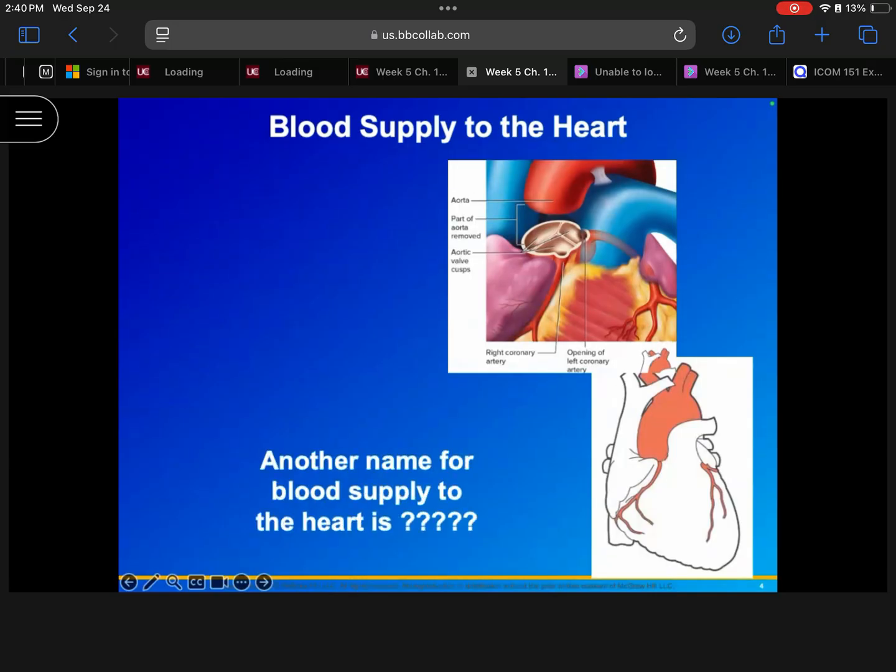All right, so let's start getting into blood supply to the heart. And again, another name for blood supply to the heart is what circulation?